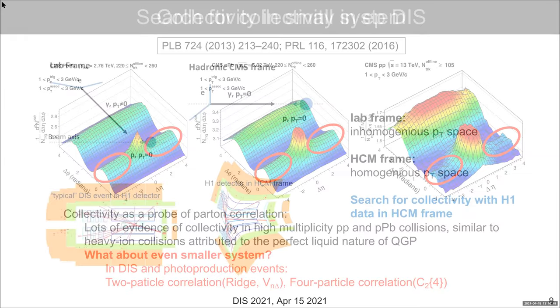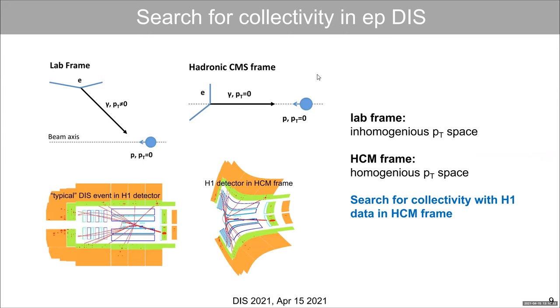One point I have to mention in the DIS part is the difference between the lab frame and the HCM frame. In the lab frame, it will induce an inhomogeneous pT space, but in the HCM frame, which is in fact the gamma-proton collision, it will induce a homogeneous pT space with no effect on the pT space and anisotropies, which means that the observables, like v_n and delta, we extract from the pT space will be unaffected by this. So we turn to search for collectivity with H1 data in the HCM frame.